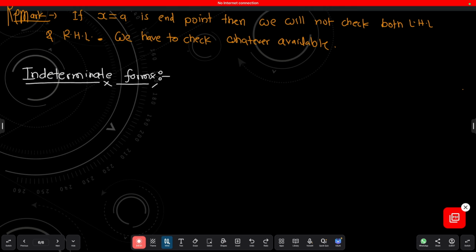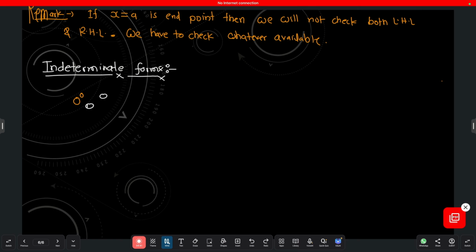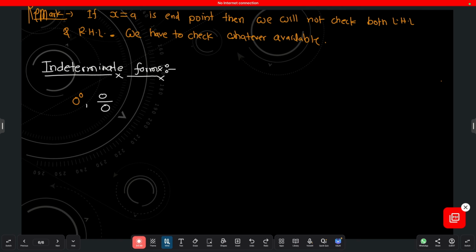Indeterminate forms. In mathematics, there are 7 indeterminate forms. What are those forms? After putting the limit, if your answer comes 0 to the power 0, you know anything power 0 is always 1, but 0 power 0 is not 1. It is something we don't know. Nobody knows in this universe. 0 by 0 is one of the indeterminate forms. Cancellation of 0 in numerator and denominator is not allowed. It is indeterminate.